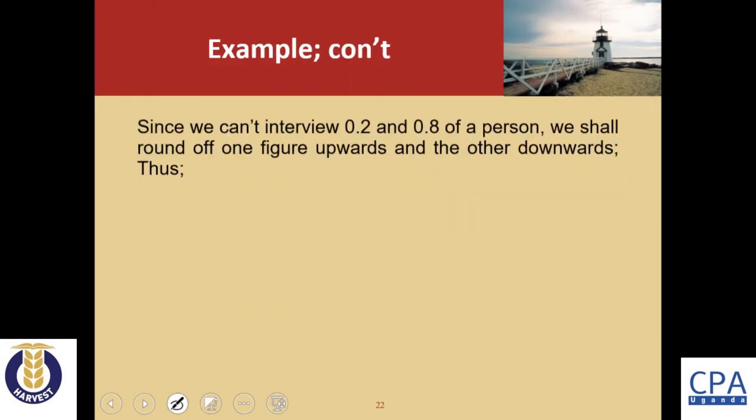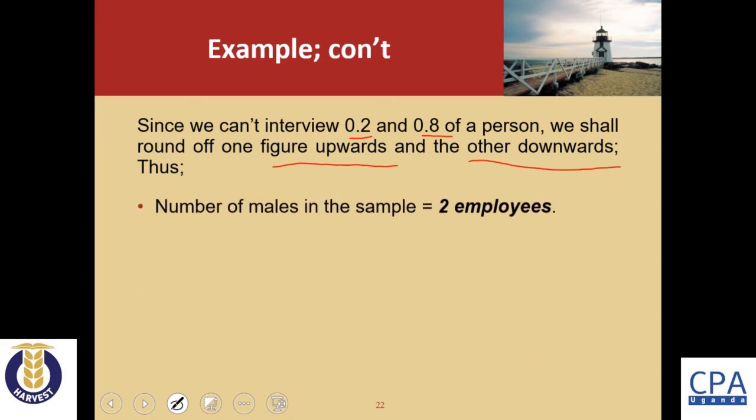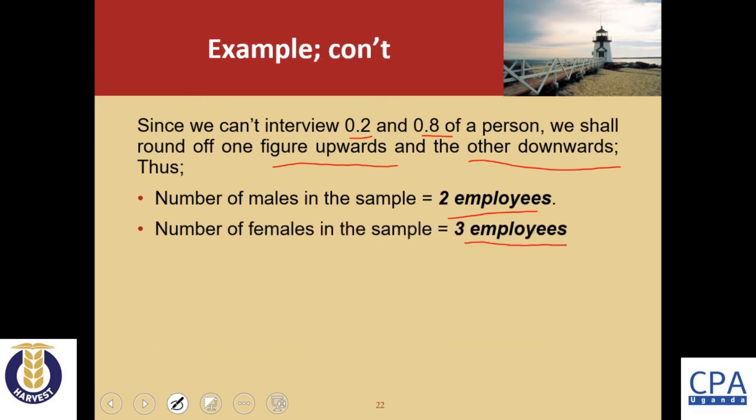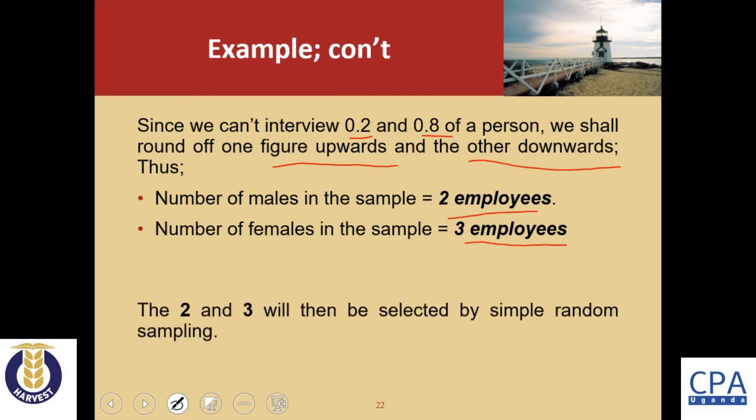Now here we continue by saying that since we can't have 0.2 and 0.8 of a person, we round off upwards and downwards respectively. So number of males, we round off downwards. Those are 2 males. And then number of females are going to be 3. So in total, you will have 2 male and 3 female in your stratified random sample. So that is how the stratified random sampling works.